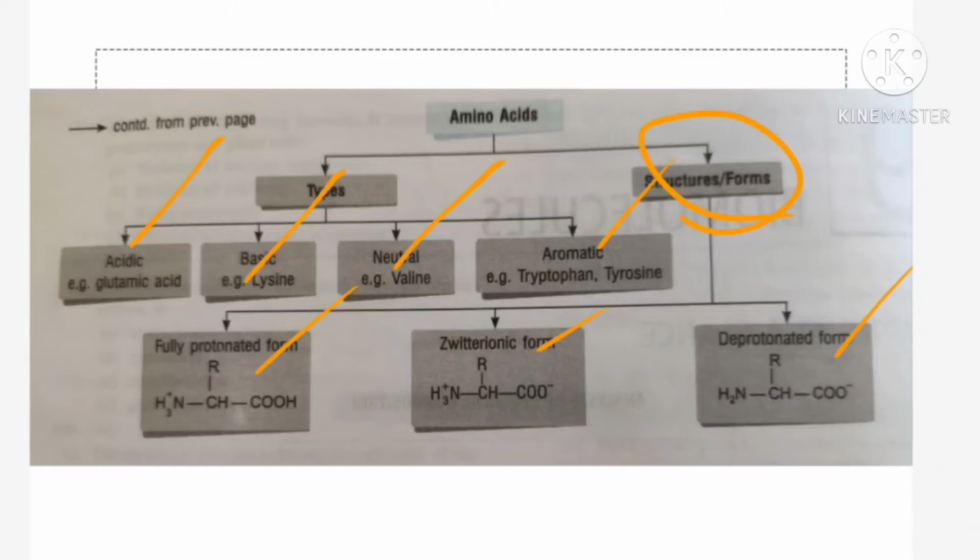What do you mean by protonated? Protonated means they have the addition of a proton. An H plus ion is added to it. So then it becomes what? Then it becomes protonated.